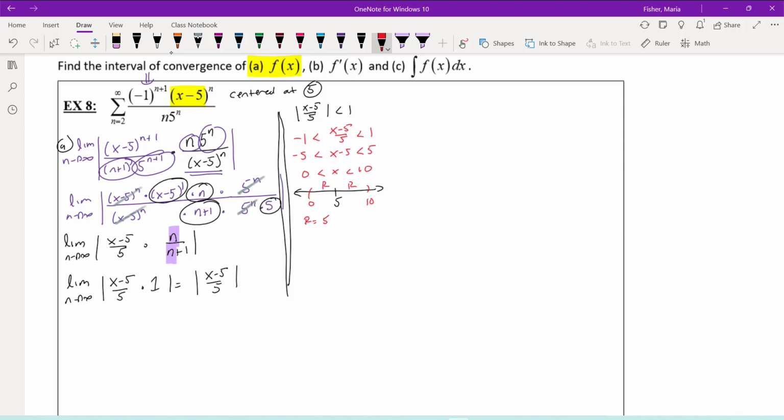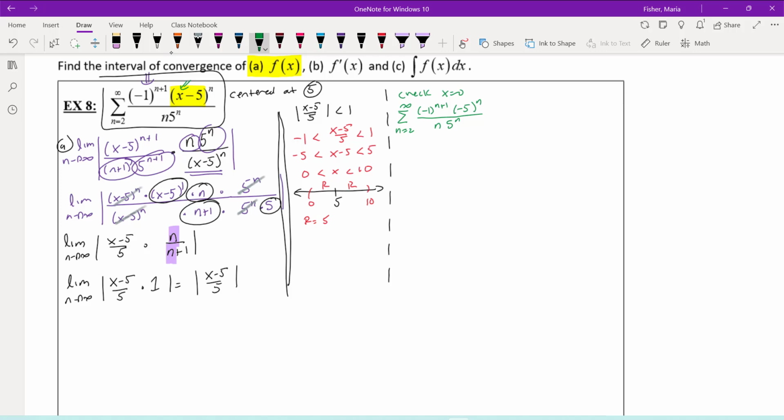Now we have to check the endpoints. In order to check the endpoints, we have to put it back into our function. So we have to go back into this series right here. So let's go ahead and check x equals 0 and check x equals 10. For x equals 0, you're looking at the sum from n equals 2 to infinity of negative 1 to the n plus 1. If I plug in a 0, that becomes negative 5 to the n all over n 5 to the n.